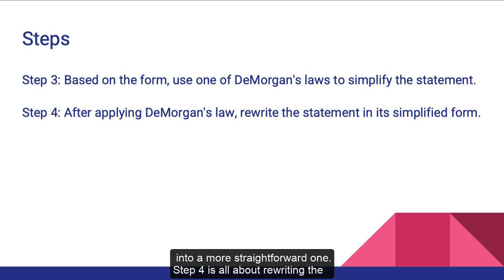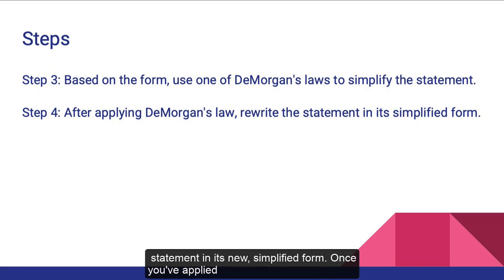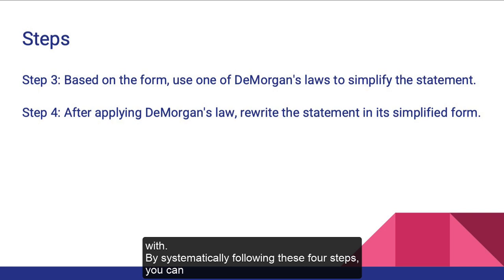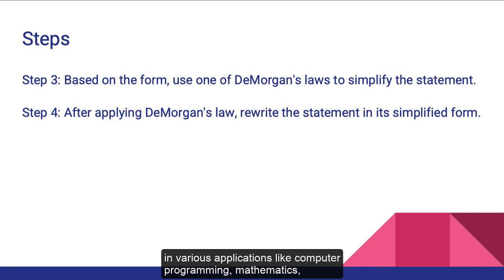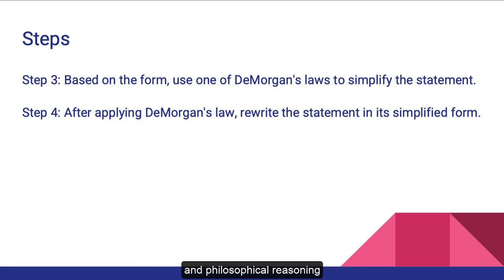Step 4 is all about rewriting the statement in its new simplified form. Once you've applied De Morgan's law, you'll end up with a statement that conveys the same logical meaning as the original but is much simpler to understand and work with. By systematically following these 4 steps, you can effectively employ De Morgan's laws to simplify complex logical statements, making them easier to analyze or implement in various applications like computer programming, mathematics, and philosophical reasoning.